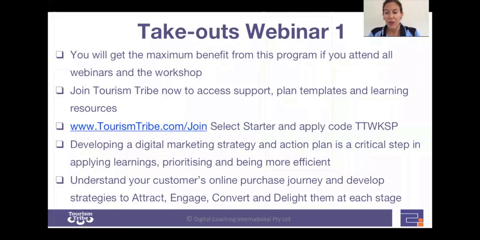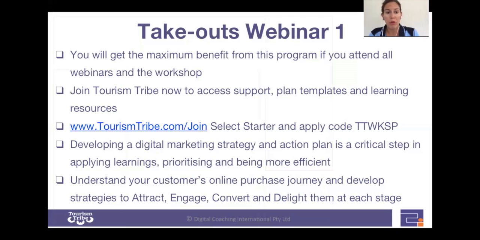So the takeaways, hopefully you've all got some notes on your little action plan. Really, you'll get the maximum benefits if you attend the webinar and the workshops. Don't forget to join Tourism Tribe with your code so that you can benefit from the support in implementing all these things. So I'm sure you've all taken notes. To take an example would be Google My Business and how to get more reviews. So that could be where you'd start.